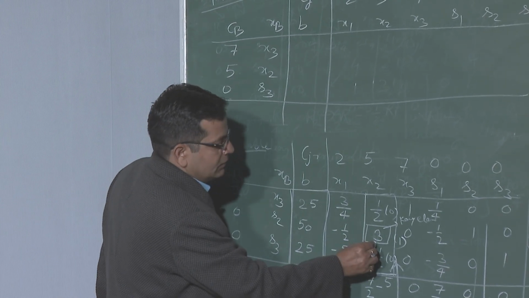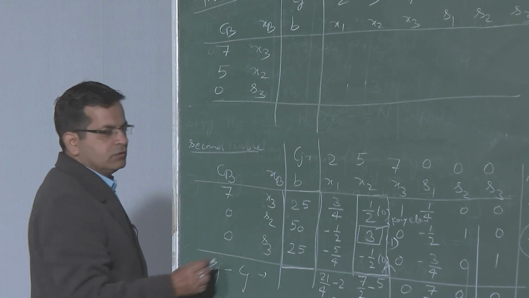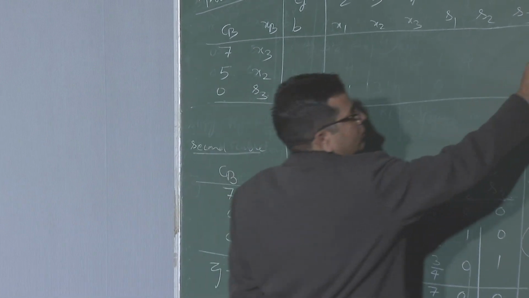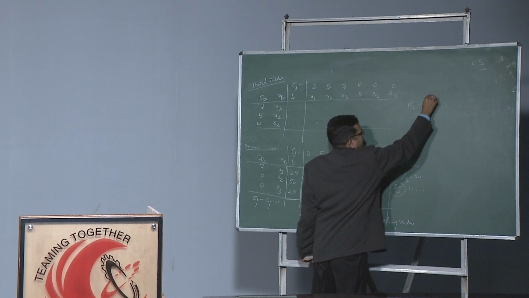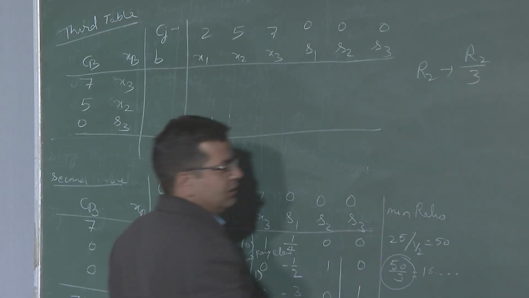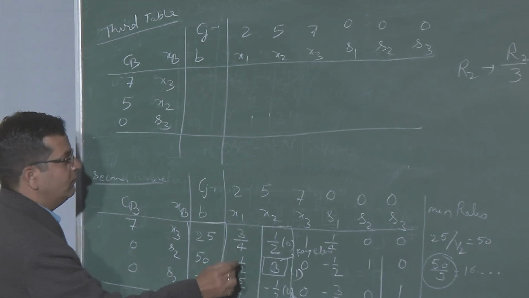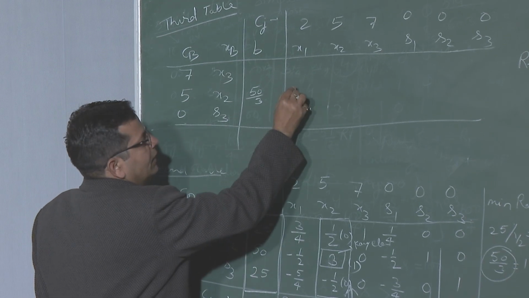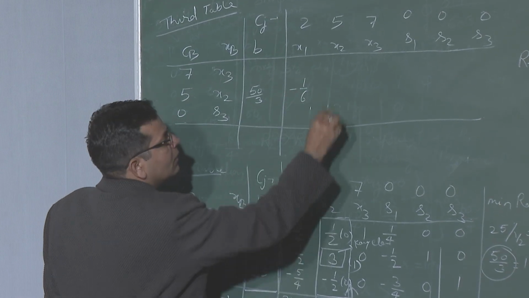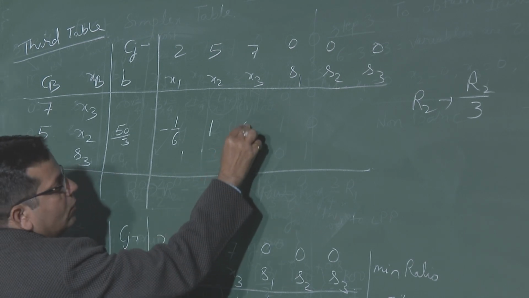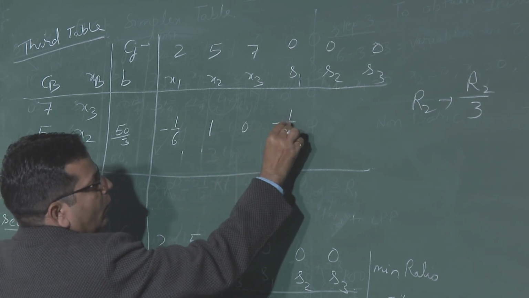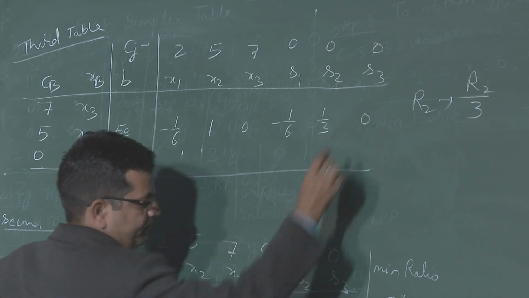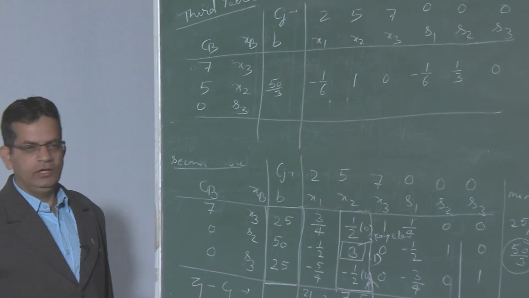So, in order to make 3 into 1, I will do the row operation on the second row. I will divide the whole row by the key element 3. So, when I divide, we will have 50 by 3, minus 1 by 6, 1, 0, minus 1 by 6, 1 by 3 and 0. This is the second row in the new table.